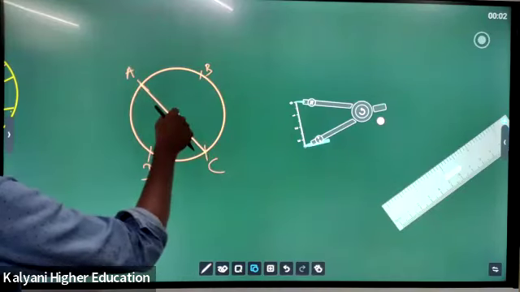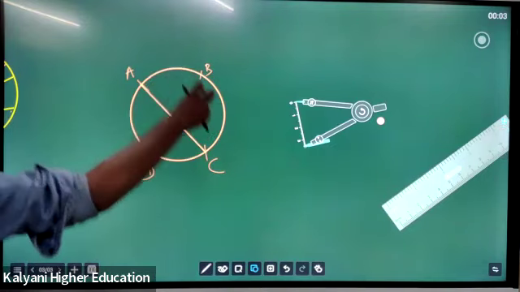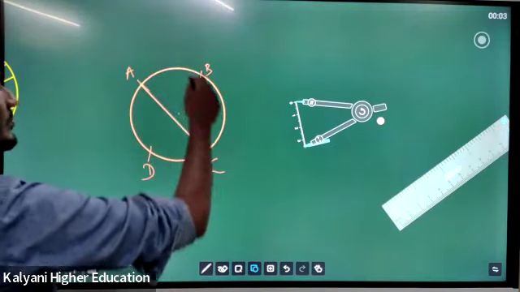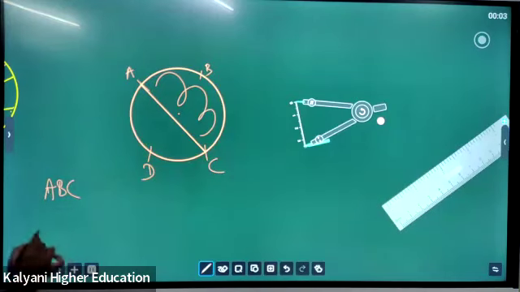Be careful. If it goes from here, it means it's a special one. I just drew it. You can understand two parts are there. What is the name of this part? What is the name of this major part? Major segment. The letters: A, B, C. What is the other one? A, D, C.